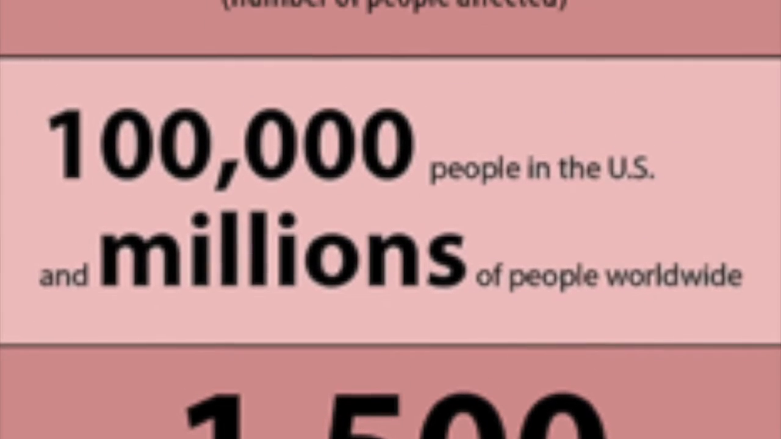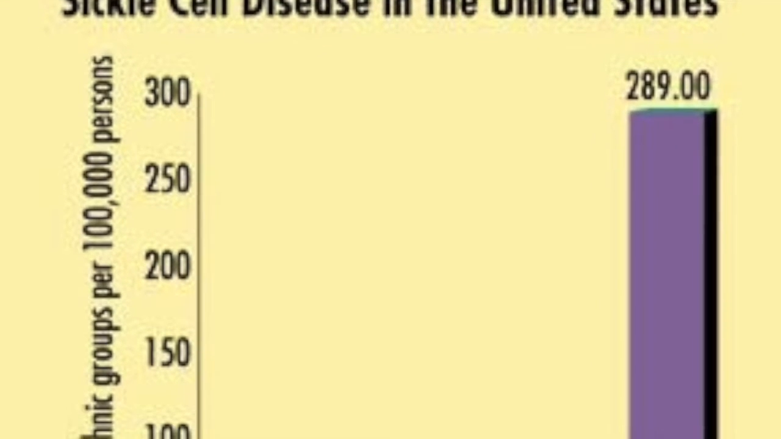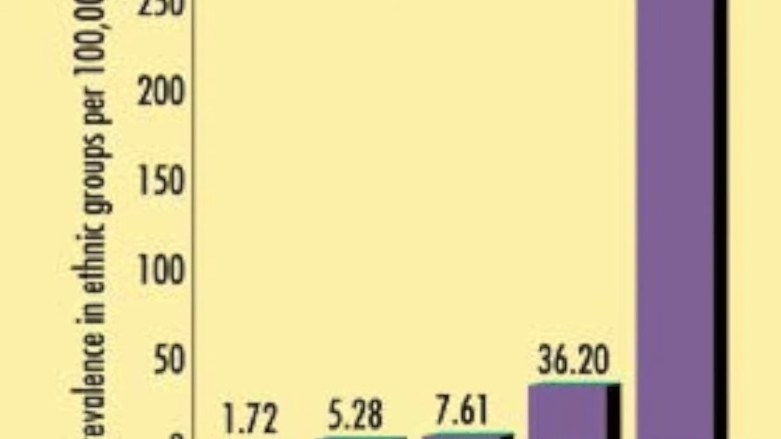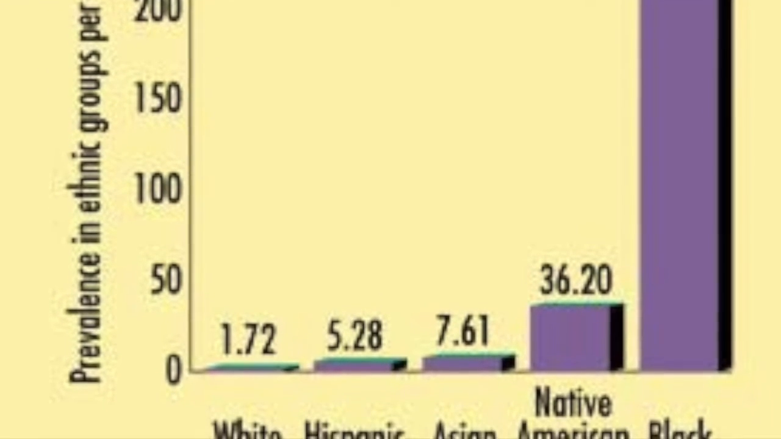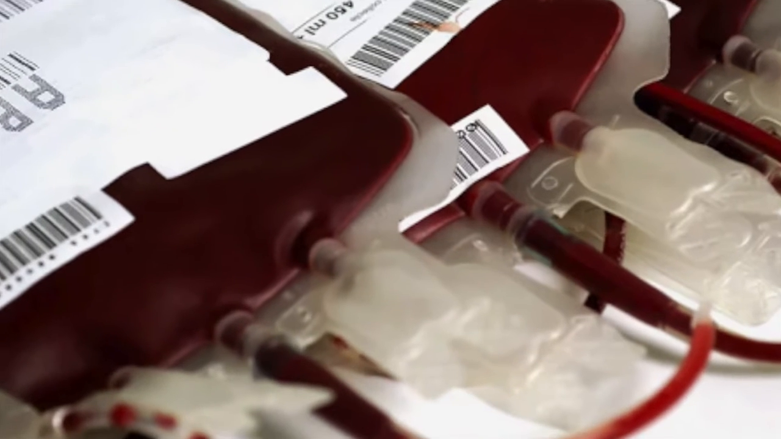Around 100,000 people in the U.S. have the trait for sickle cell anemia, and roughly 2 million people carry it. Sickle cell anemia is a widespread disease, but it can be easily treated with proper medications and blood transfusions.